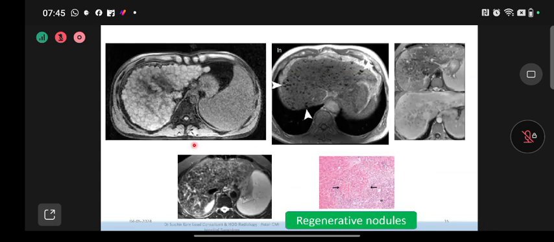So this is what we are seeing here. You can see that these are the small nodules which are appearing bright in T1, and they are appearing hypo-intense in T2. And then in the contrast, there is not much of an enhancement. The lesions are appearing iso with the rest of the liver parenchyma, right?